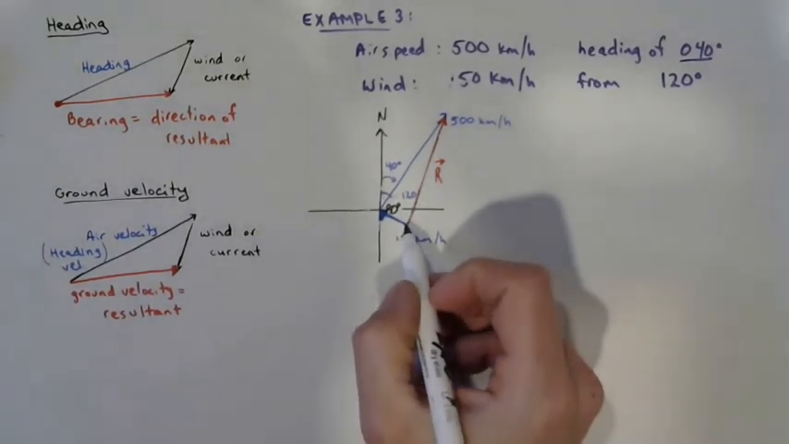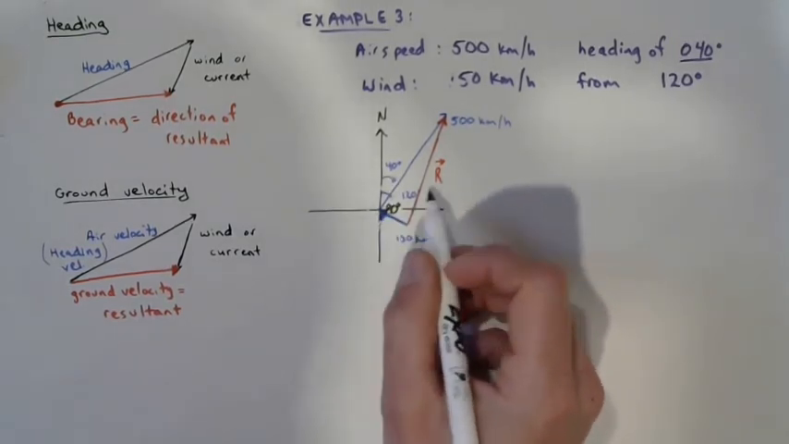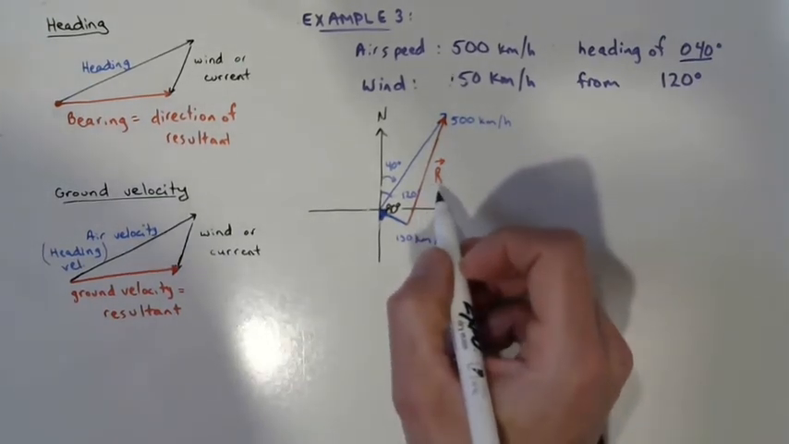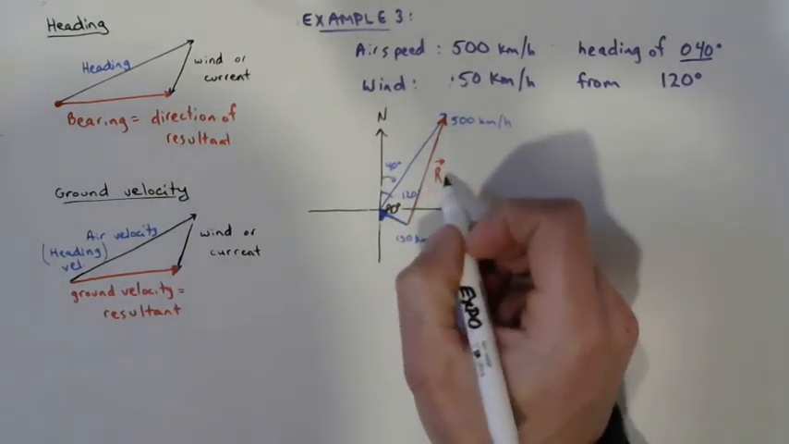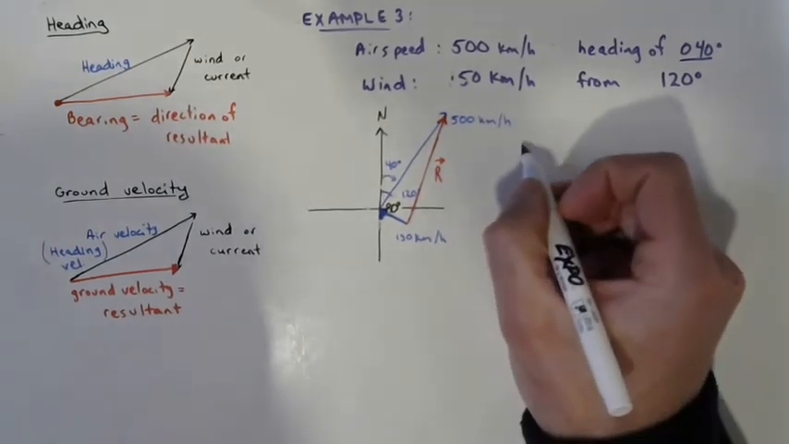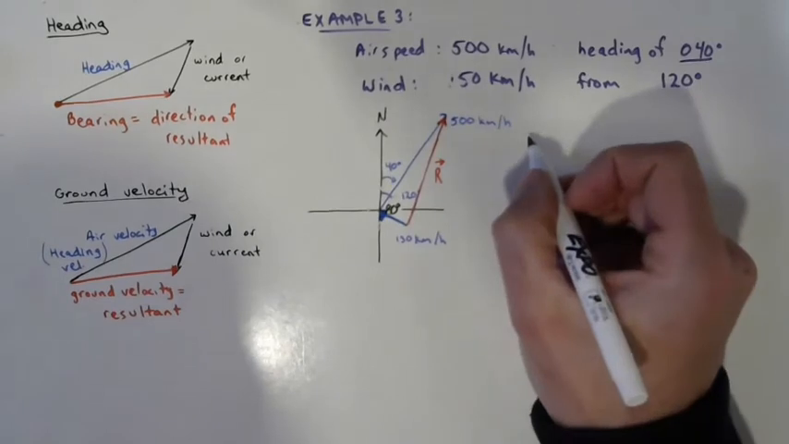In order to figure out this angle, I really need some more information. What I'm going to do first is find the magnitude of our resultant. And it's not a right angle triangle this time, so I'm going to be using cosine law.